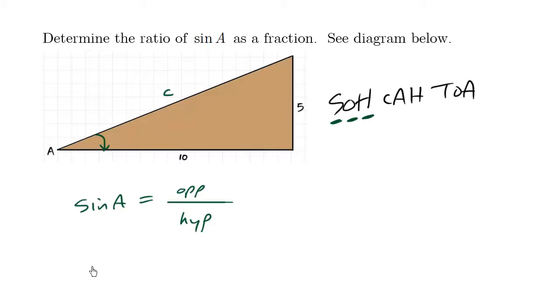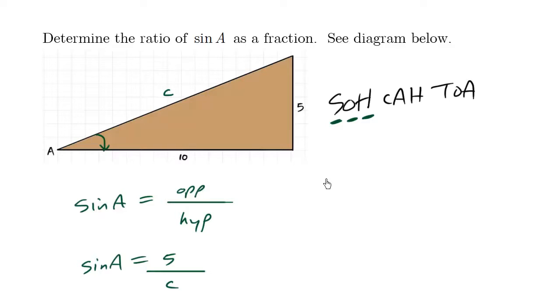So for our example, the ratio means numerator divided by denominator. Sine of A is equal to the opposite. If we put our finger on this A angle, the opposite would be a 5 over the hypotenuse, which is c. But we don't know what c is. However, we can find it.